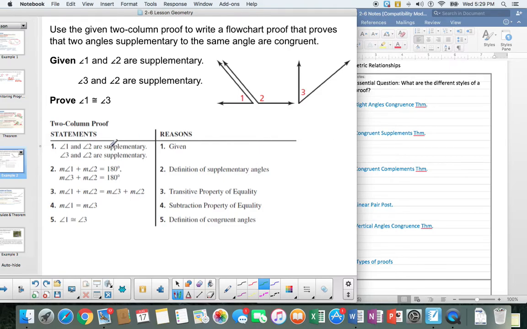Okay, so here's our given. And supplementary means adding up to 180, definition of supplementary angles. And since they're both 180, that's the connection. We can say that they're equal to each other. I would like to get rid of adding angle 2 on both sides, and that's called subtracting. And then I want to change it to congruence, definition of congruent angles.